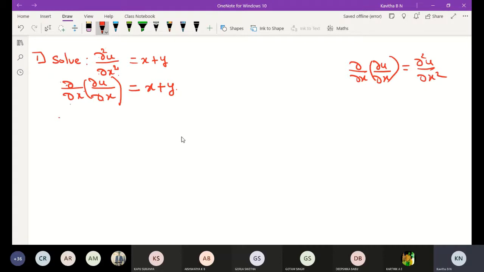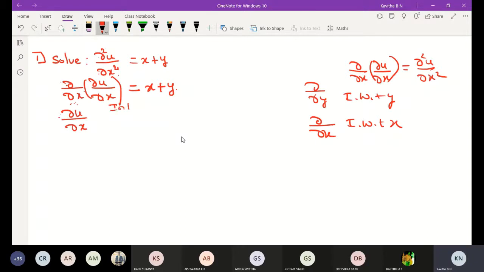Since ∂/∂x is there, we have to integrate with respect to x. If it is ∂/∂y, then we integrate with respect to y. So ∂/∂x means we integrate with respect to x. Integrating with respect to x, what will we get here? ∂u/∂x.